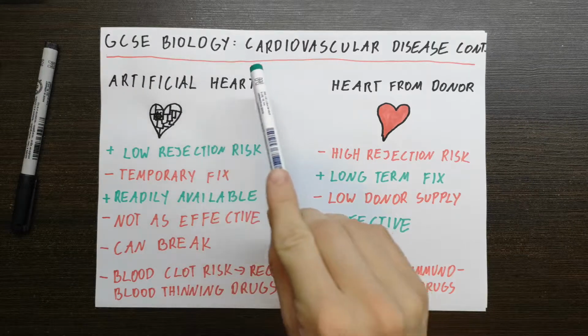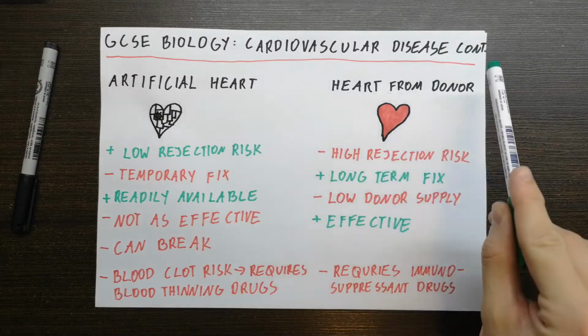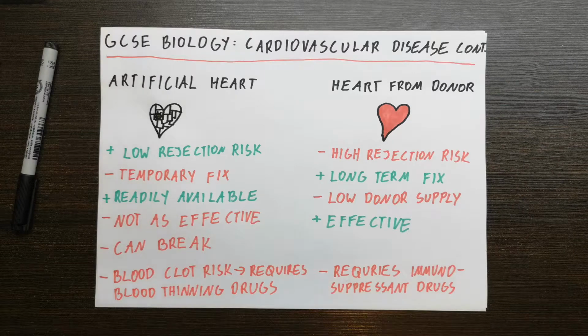GCSE Biology Cardiovascular Disease Continued. So last time we were talking a bit about what cardiovascular disease is and about stents and statins, the two sort of go-to treatments when it comes to coronary heart disease.